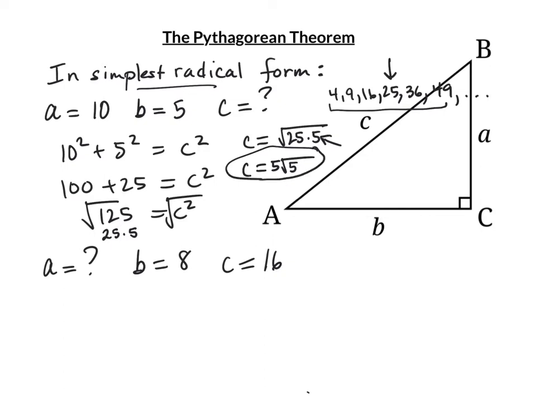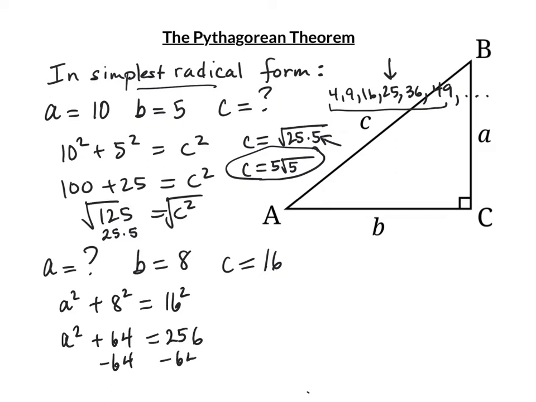And that answer is exact. Another example: a squared plus b squared, that's 8 squared, equals c squared, that's 16 squared. a squared plus 64 is equal to 256. Take 64 off each side. We're getting a squared by itself. a squared equals 192. Take the square root of both sides.